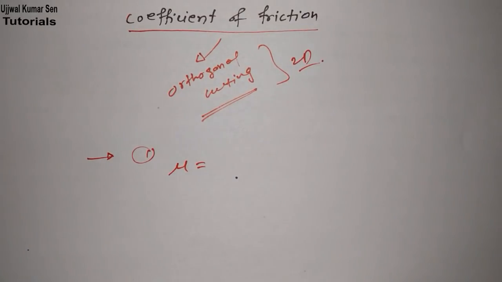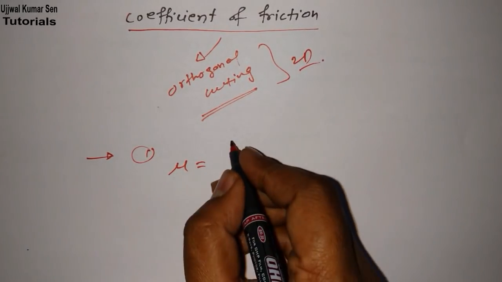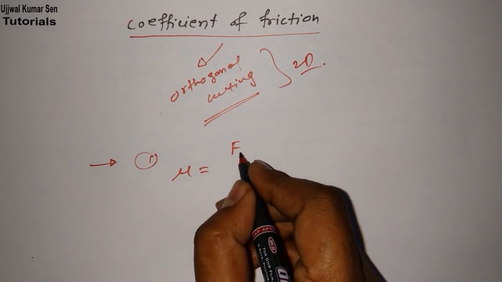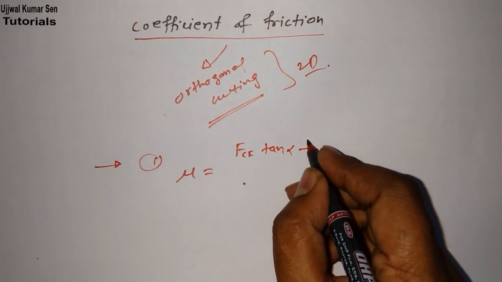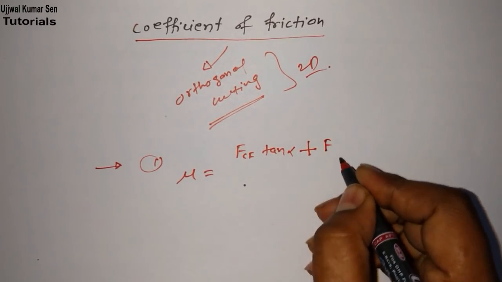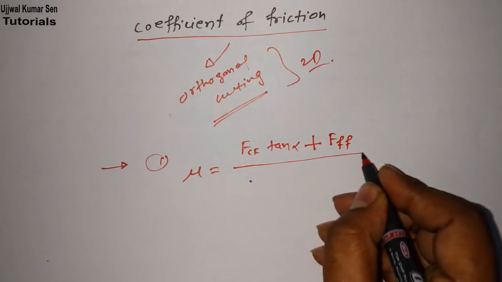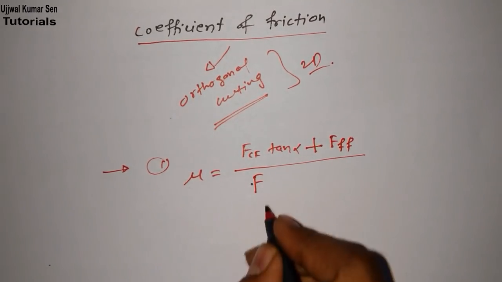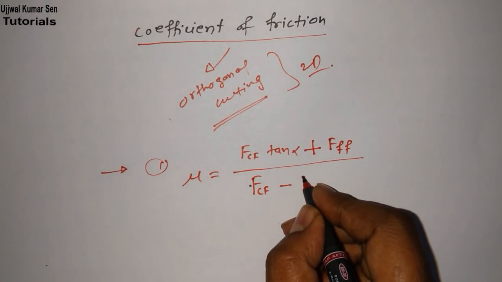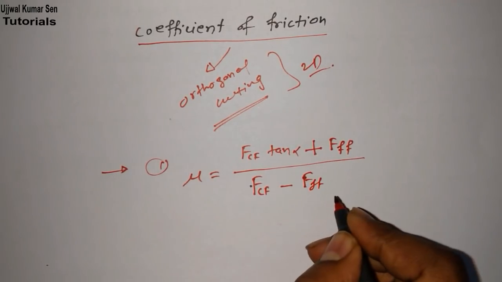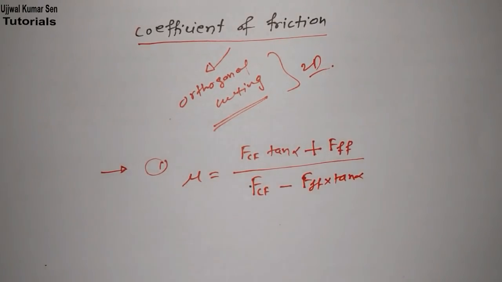Mu, it is denoted by mu, just like you have studied in 12th class. So mu is equal to (F cutting force tan alpha plus F feed force) divided by (F cutting force minus F feed force into tan alpha). Here F_c means cutting force, and F_f means feed force.